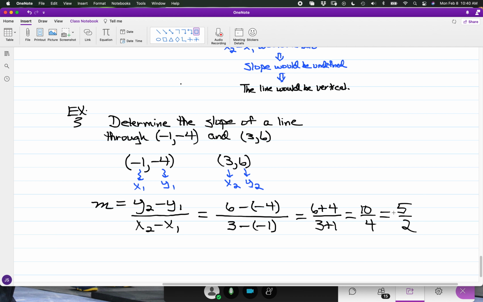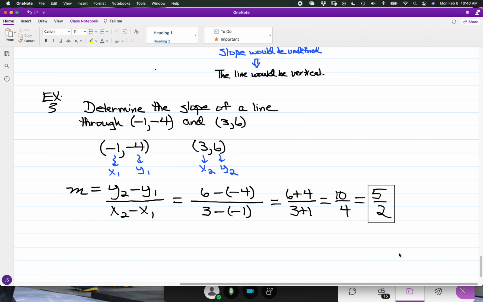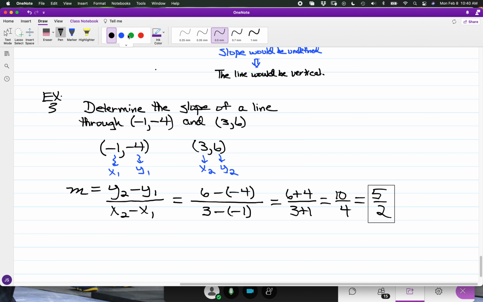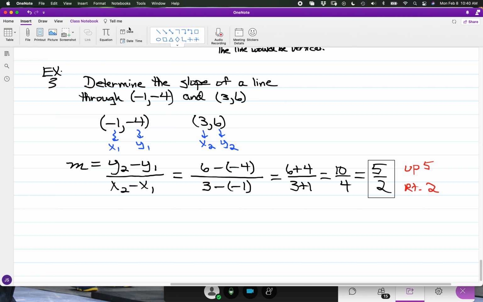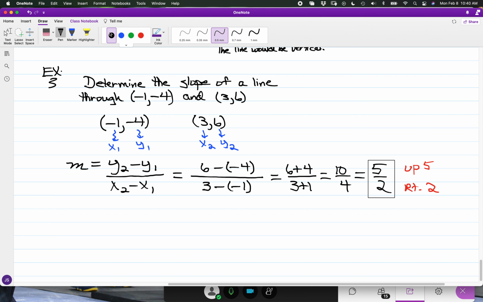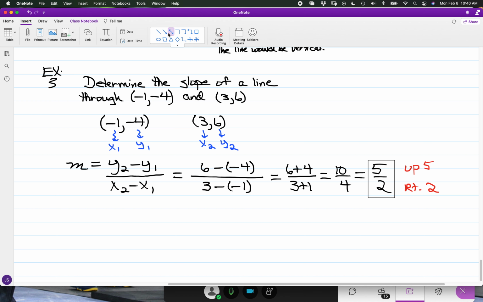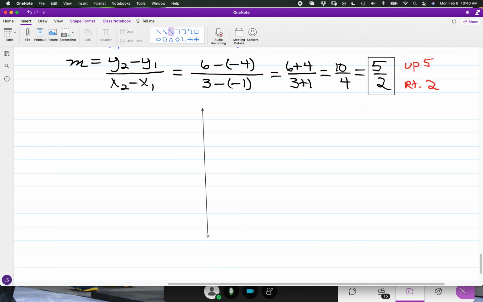And just for the pattern, say if you were to read in order from left to right, you would have a bit of a cycle of going up 5 and out to the right 2 units. And just giving a little bit of a visual.